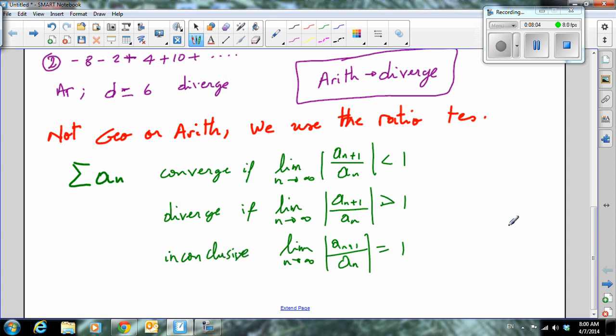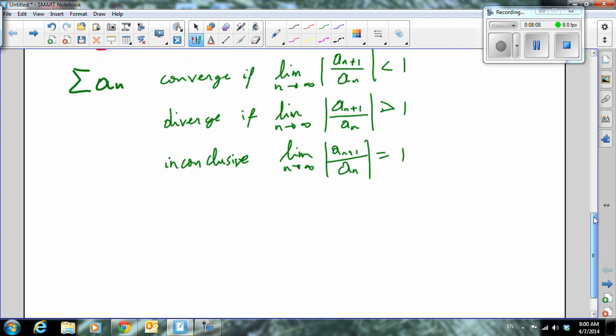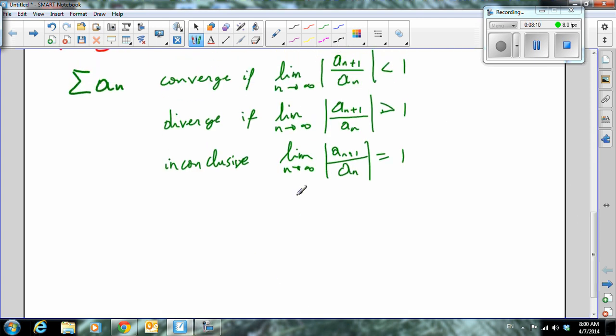And when it's inconclusive, you use another test, and you will learn this in calculus. All right, let's go ahead and jump into a few examples.